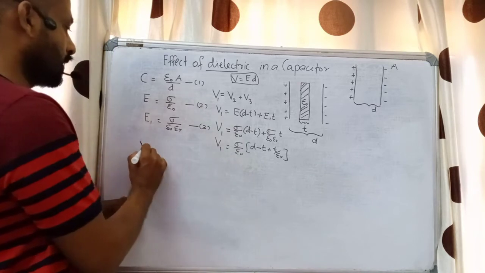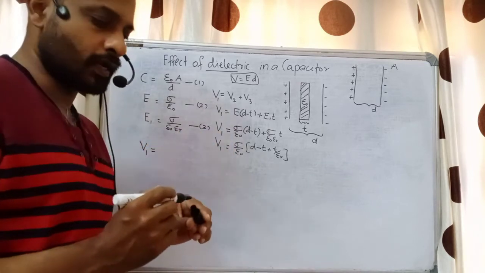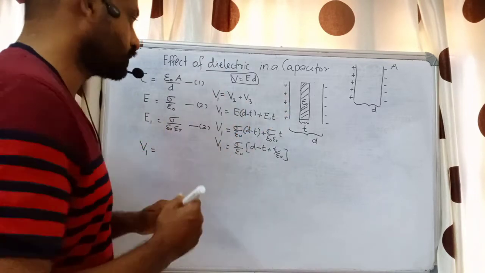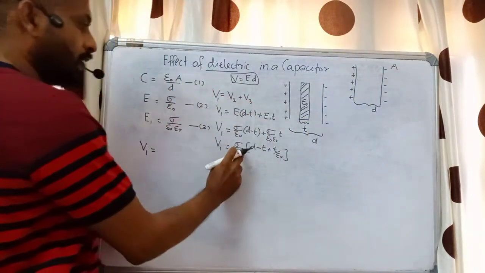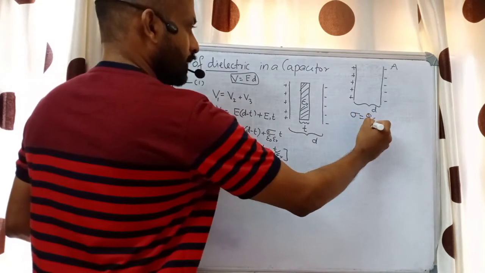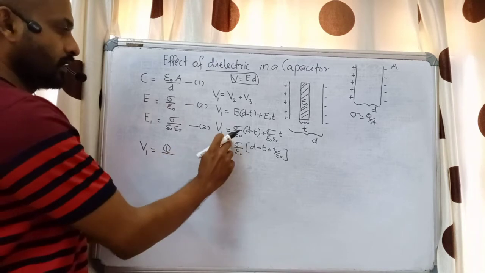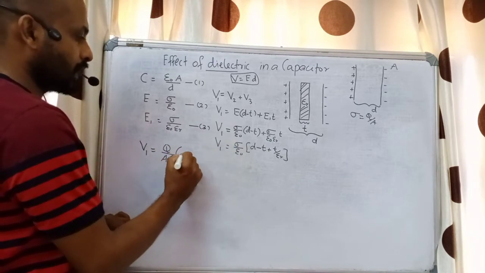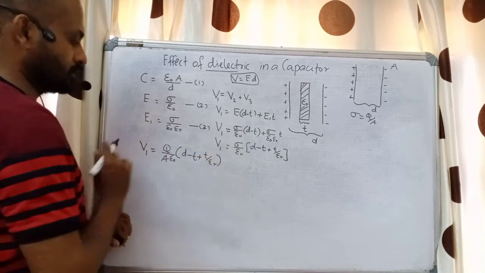Now the next step: what is V1 here? What is sigma? Sigma is the surface charge density, that is the total charge divided by the surface area of the plate. Capital A is the surface area of each plate. Now I have sigma. We know sigma is equal to Q by A. So I will substitute Q by A instead of sigma, then there is epsilon 0. What is inside the bracket? d minus t plus t by epsilon R.